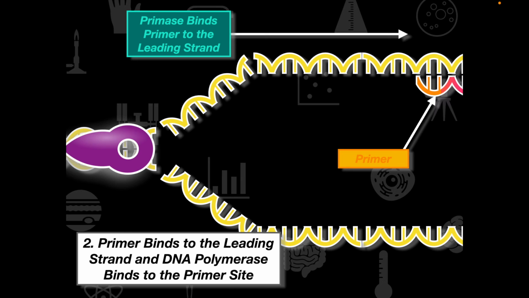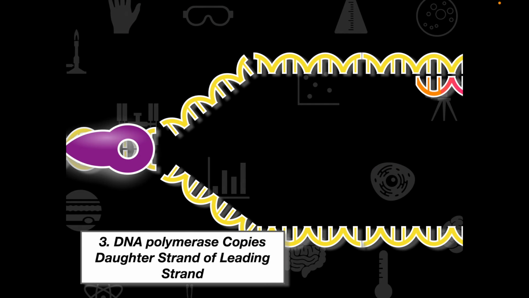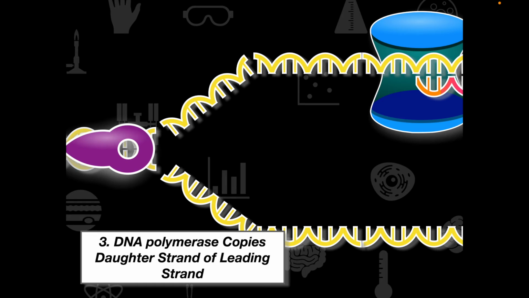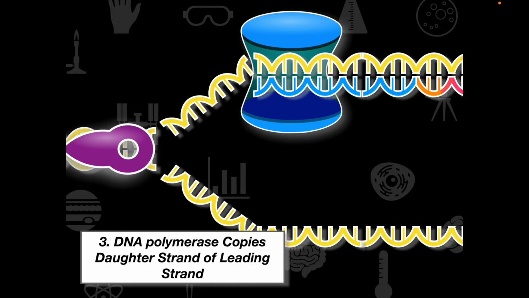So primase is going to go through, lay down that primer, and then our next step here is DNA polymerase is going to copy the daughter strand of the leading strand. So it knows where to go through and bind because of that primer. And it's going to follow the template, right? We have that yellow template there. We know A goes to T and G goes to C. So we know what to lay from the free nucleotides in the cytoplasm, and we can make that leading strand.